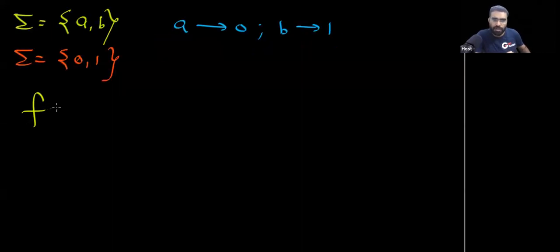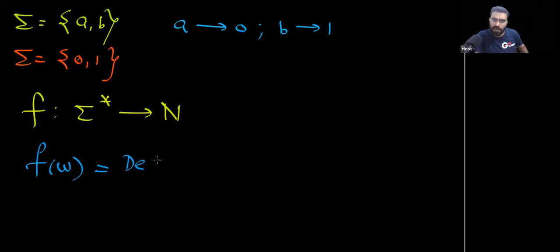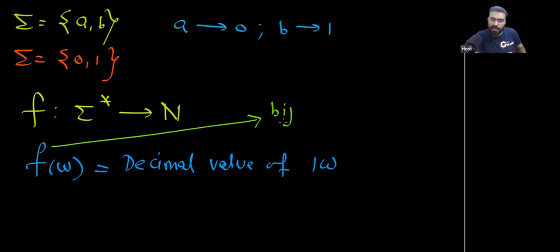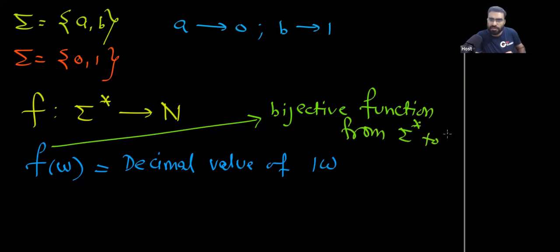Remember, I want a bijection from sigma star to the set of natural numbers. Then I can give you this mapping: f of w is equal to the decimal value of 1w. Just put 1 before it. Now you can easily notice this f is a bijection. This is a bijective function from sigma star to the set of natural numbers.